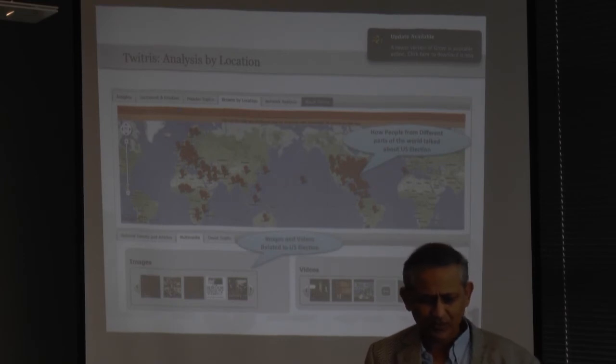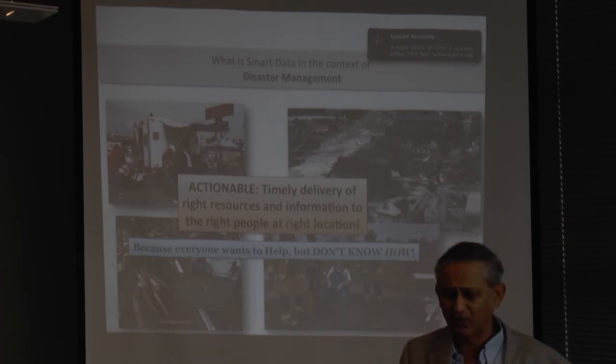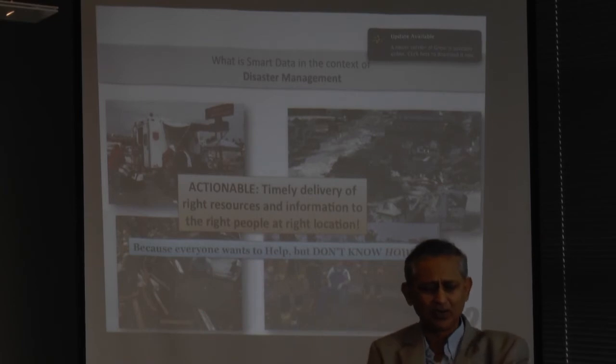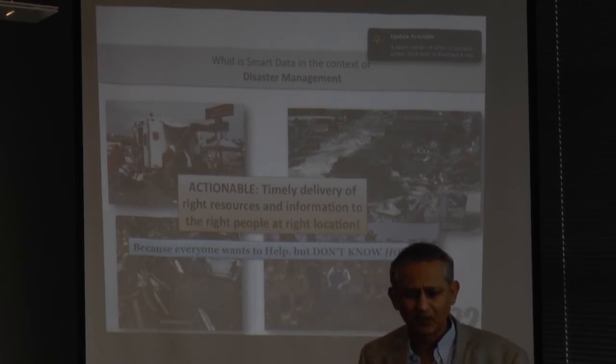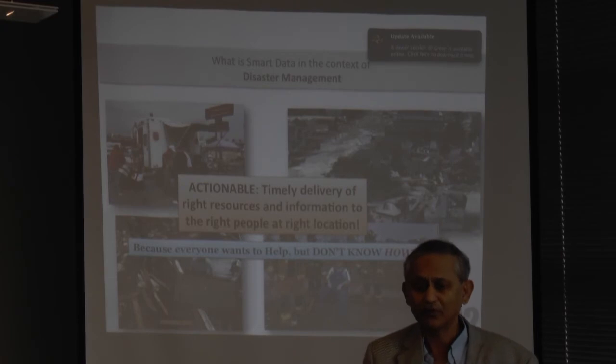You can find out images and stuff. Let me again give one other excellent example of veracity here, because the example of disaster management is extremely appropriate or relevant to the velocity challenge. When there's a disaster, people want to help, and you need timely delivery of the right resource and information to the right people at the right location, right? And that is a coordination thing. How do you know? How do you do that?